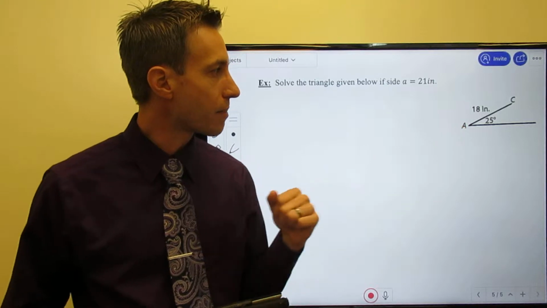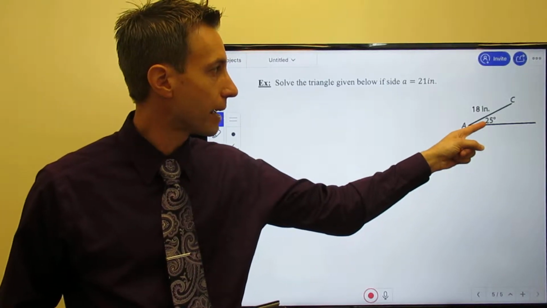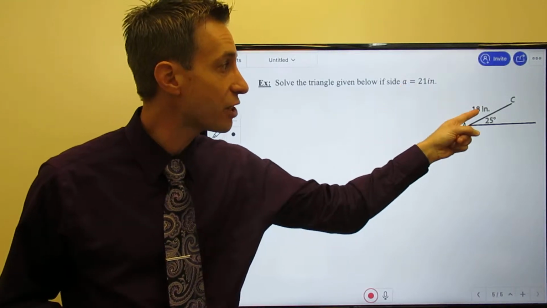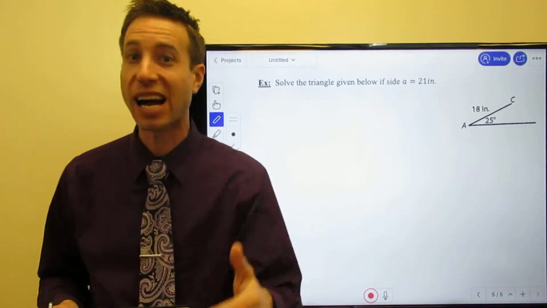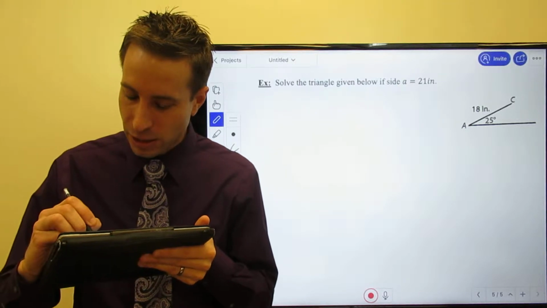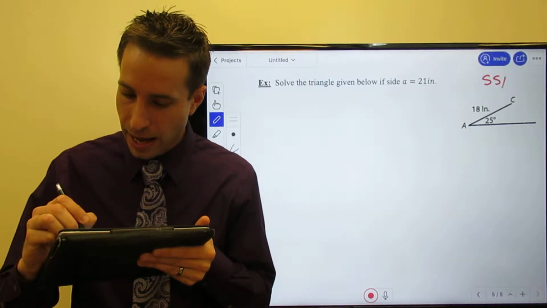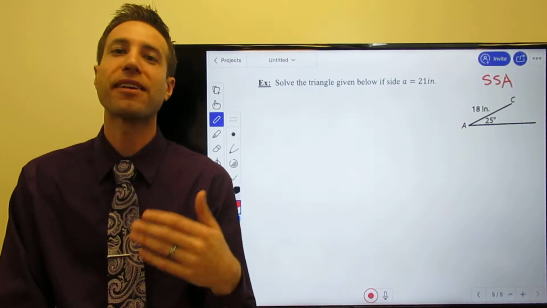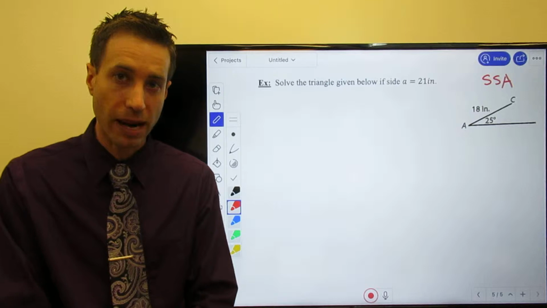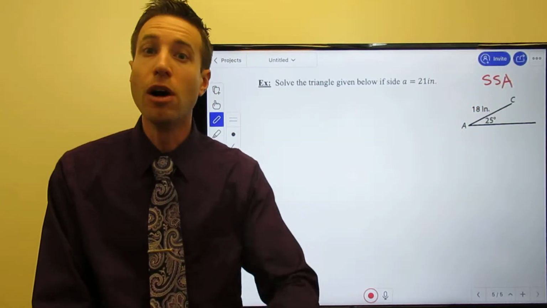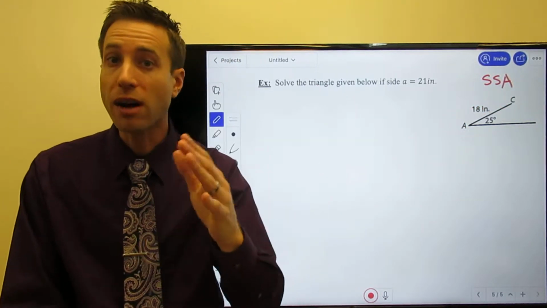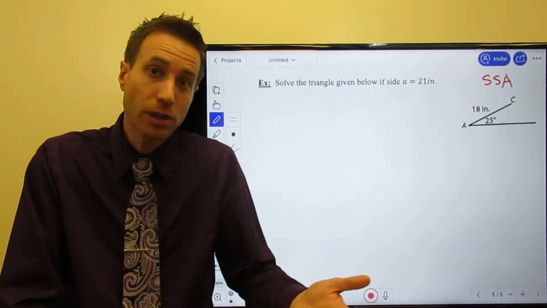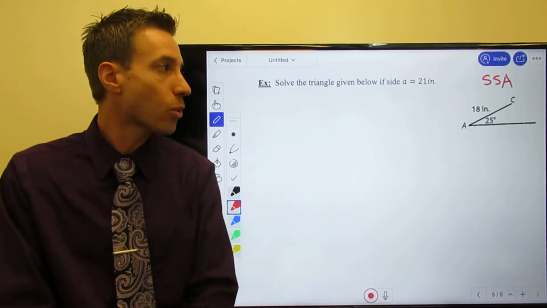Taking a look at the diagram, I've given you the measure of angle A, I've also given you the length of side A, which is 21, and you've been given another side. So you have two sides and an angle. That means that you have side angle. And again, going back to the very first page of the notes where we talked about the information you would have to be given, if you're given side angle, the law of sines will work. The problem with this one is it could potentially be the ambiguous case. And so that's what we've got to check for.